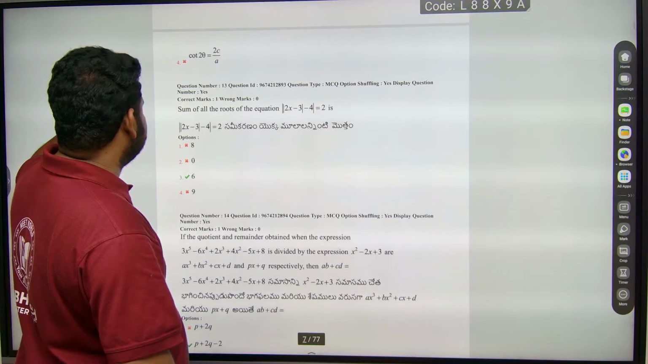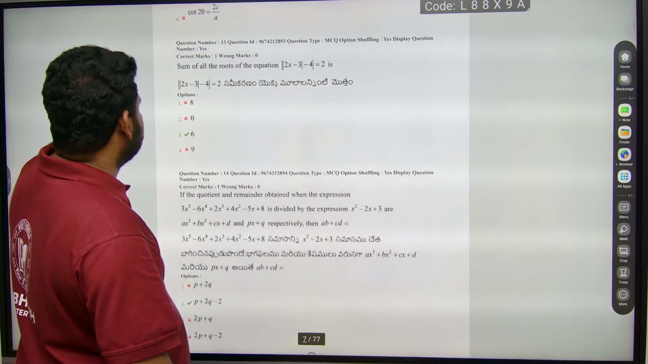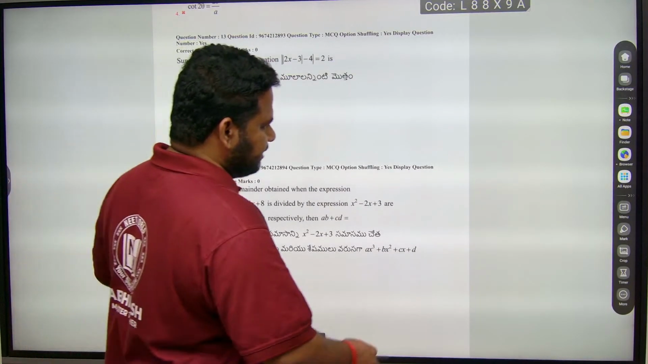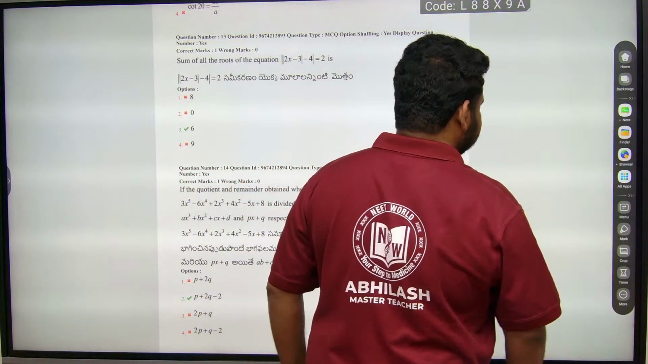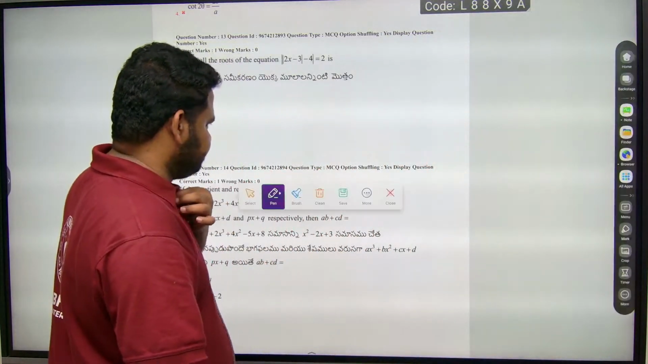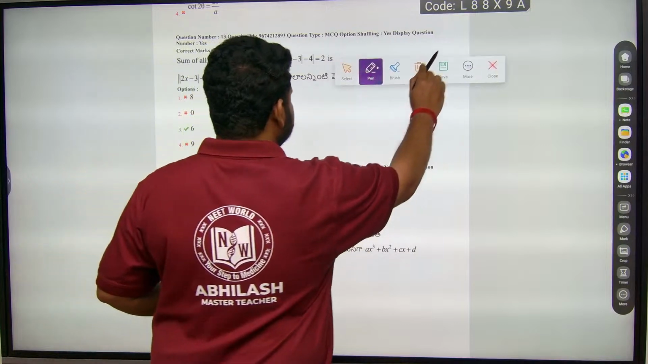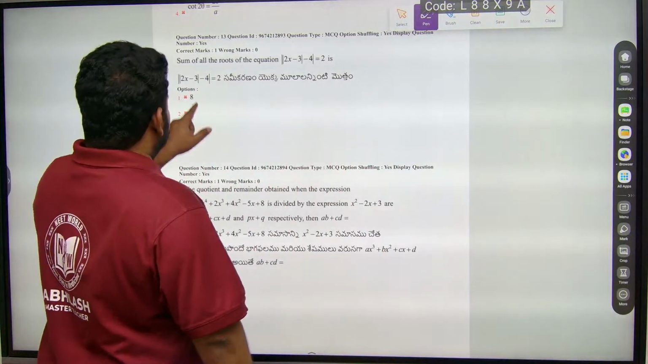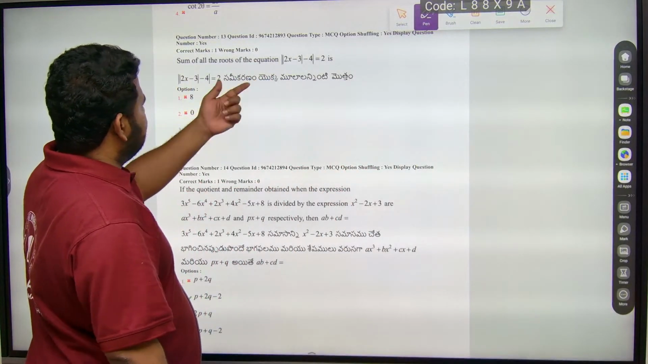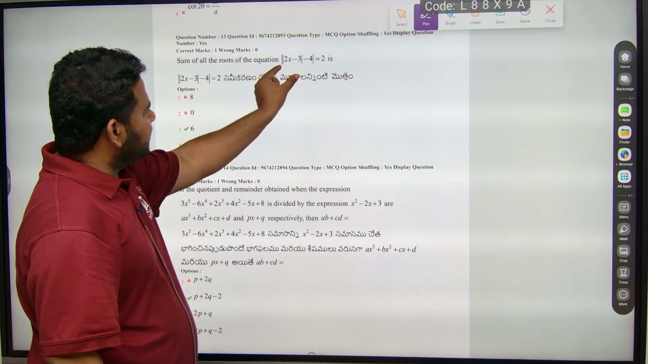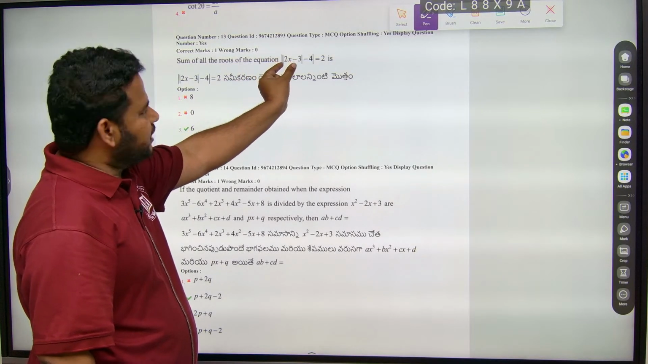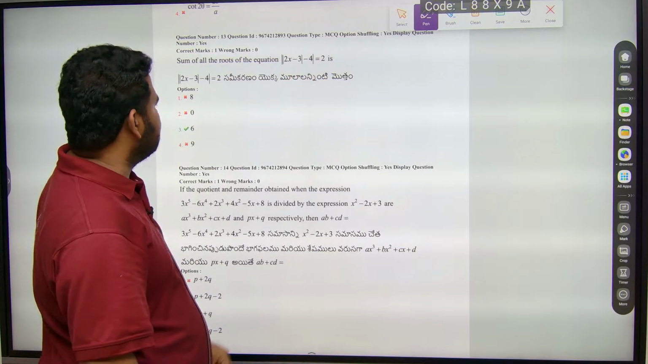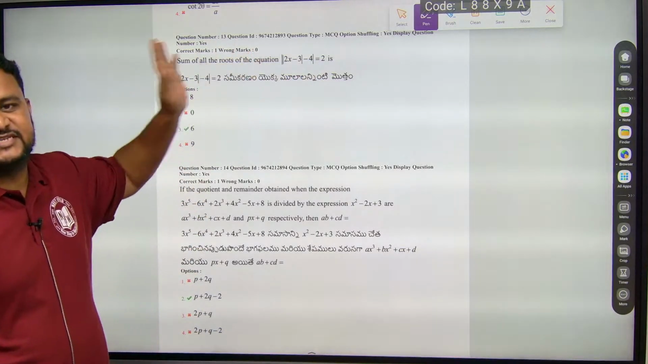So this is the question we have to solve, question number 13. Have a look at this question, friends. They are telling us to find the sum of all the roots of the equation: modulus of, within that again modulus of 2x minus 3, minus 4, is equal to 2. So they are asking for the sum of all the roots of this equation.